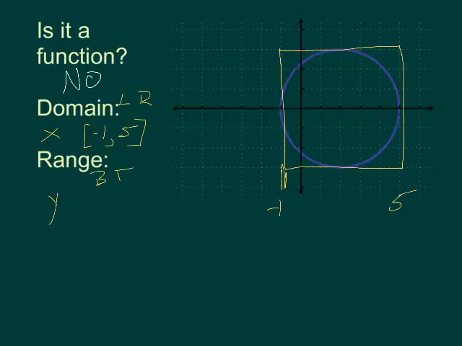The range is the y values. The bottom of my box matches down here at y equals -3, and the top of my box is up here at y equals +3. So that would be the domain and the range for that relation.